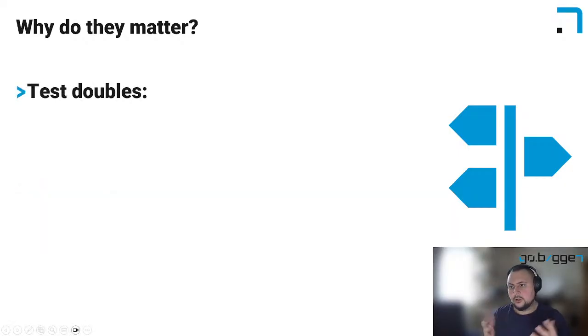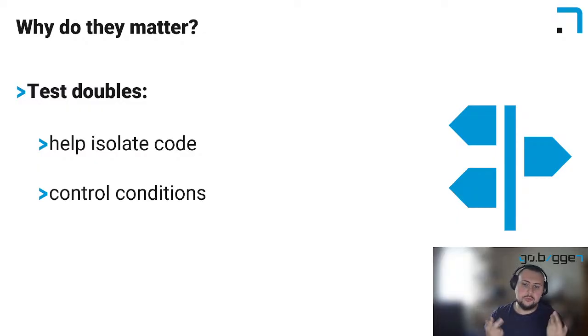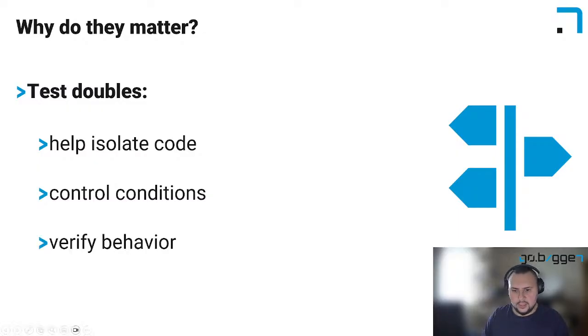Also, we call them test doubles, because they basically double as functionality that we implement. Why do they matter, the test doubles? They help isolate the code. They help to control our conditions, for example, the mocks and the stubs. And verify our behavior, in this case, the mocks and the spies. Each of them can be used in combination or just solely one.